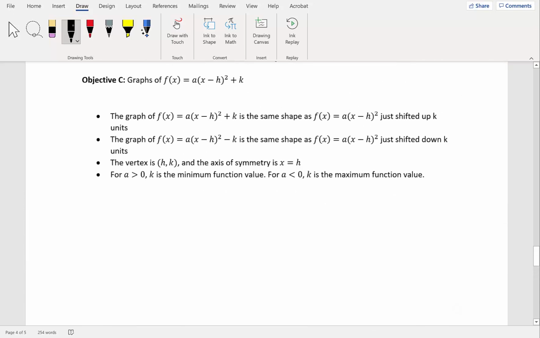So remember, when our a is bigger than 0, that means our parabola opens upward. And that y value in the vertex is your minimum function value. It's the lowest that graph gets to. And now when a is less than 0, your parabola opens downward, meaning that y-coordinate in the vertex is your maximum function value.